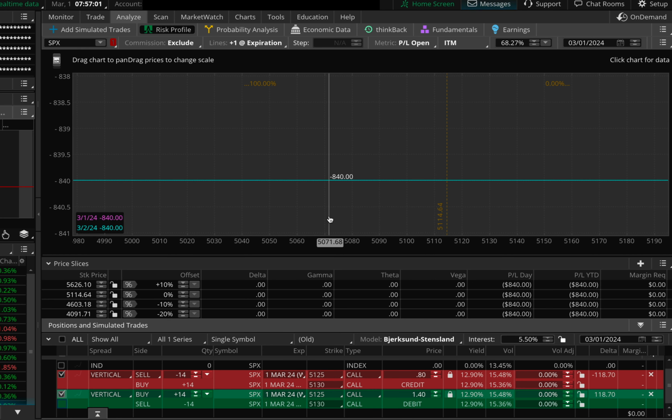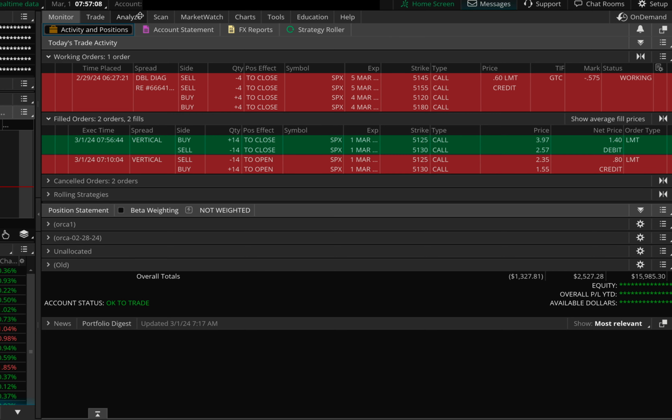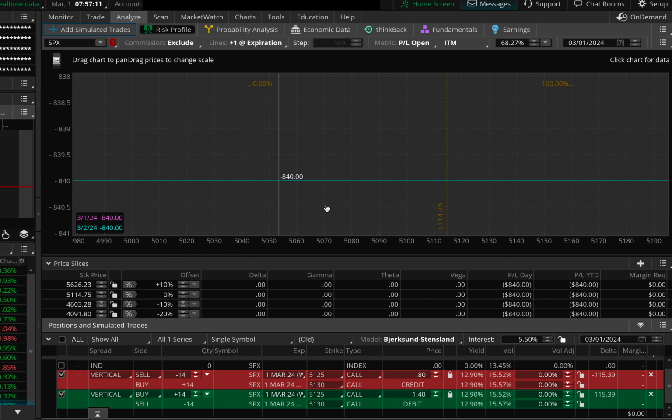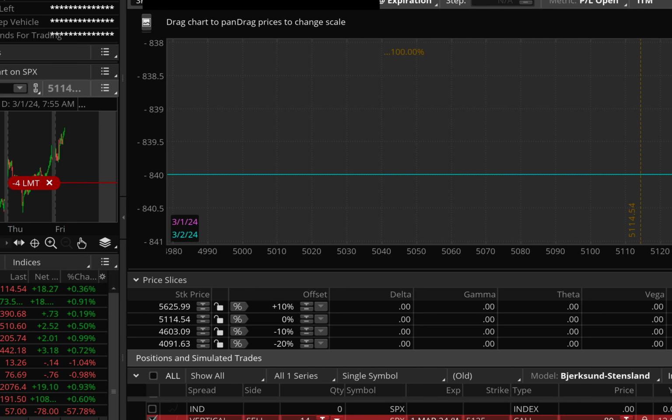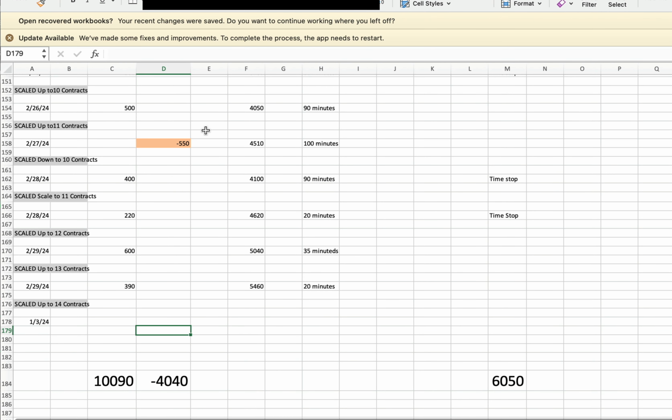That leaves us at an 840 loss. That's not nice. That's not good. So we took our lumps on this one, 840. Let's pull out the old Excel sheet. Today is, oh, this is March 1st, 1/3/24. This was minus, was it 880? 840. So we took 840 minus 840.